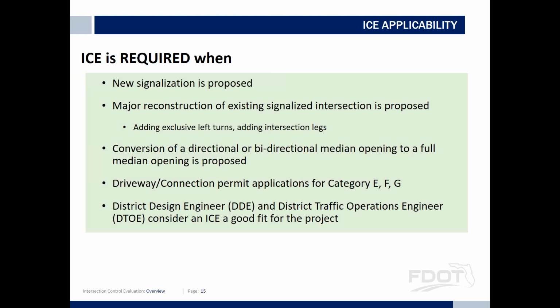So why is ICE required? Or we can say, when is ICE required here? When new signalization is proposed. That means if we are going to change a stop control intersection, a side street stop control intersection, to a signal, and it meets the warrants of the MUTCD, then ICE is triggered and is required. Also, when major reconstruction of an existing signalized intersection is proposed. The main definition of major reconstruction really resides in adding exclusive left turns, or actually blowing out the intersection and adding left and right turns. So that would be considered a major reconstruction of an intersection.